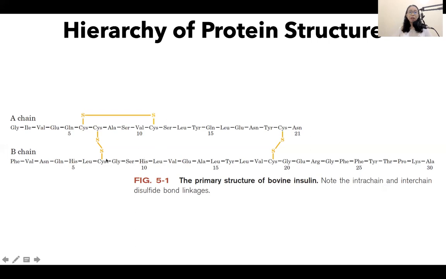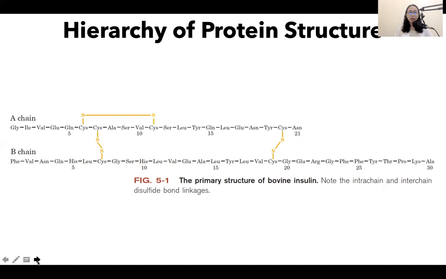Now, the amino acid sequence is important because you know that the character of a protein relies more on its amino acid sequence than its amino acid composition. But as we go along, we see that although we don't get much information from this amino acid sequence, the higher levels of protein structure actually build on it.